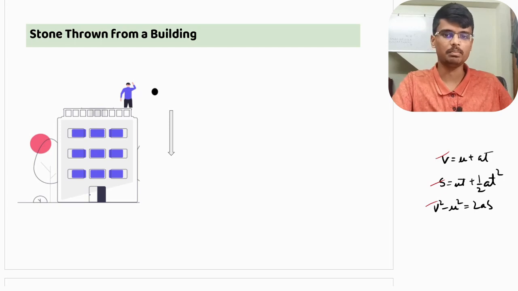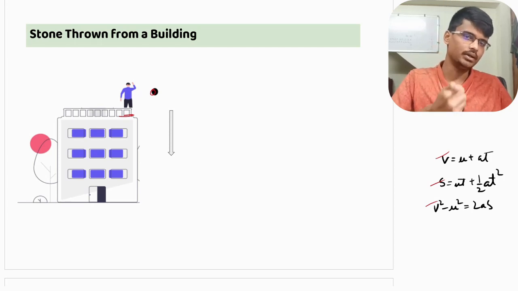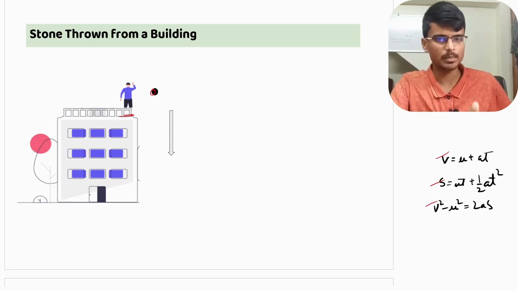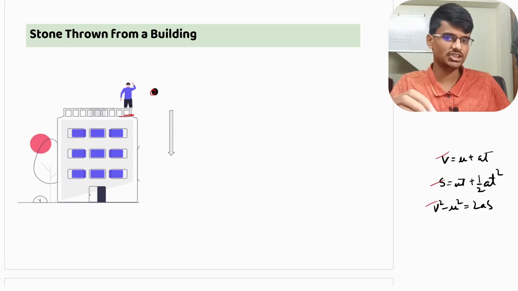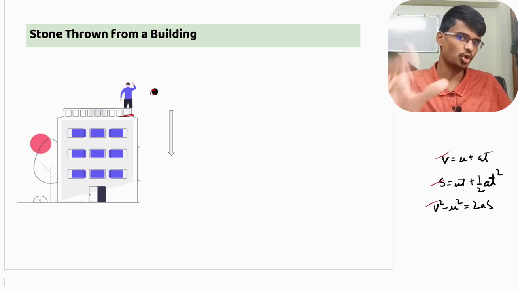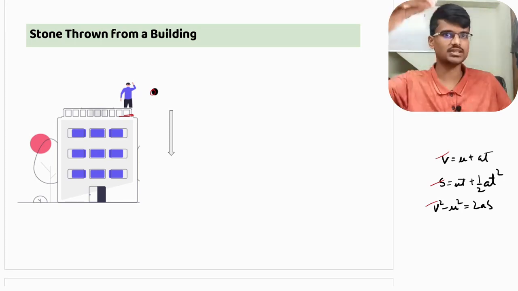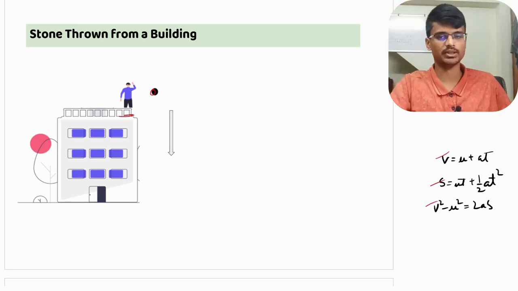Say we have a person who is standing at the terrace, at the top of the building, and he throws a stone down. Using this case, we'll try to understand differentiation, using simple things from the laws of motion. Let's analyze this case. He's not throwing, he's just dropping it. He's just dropping the stone like this.